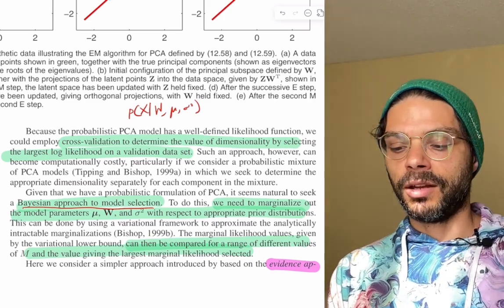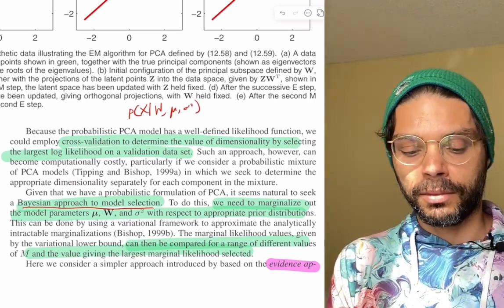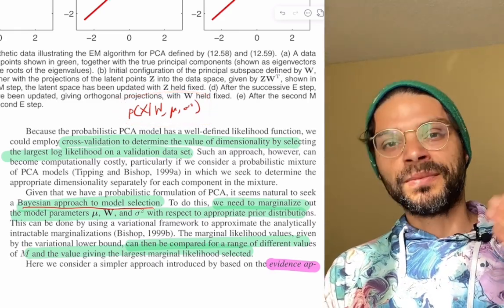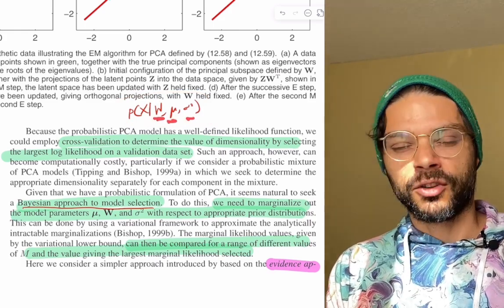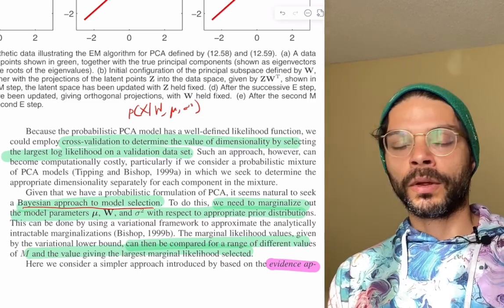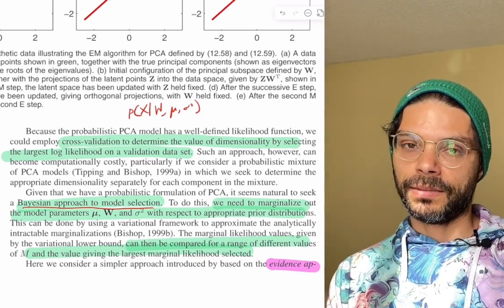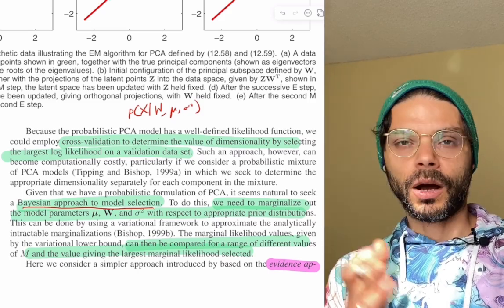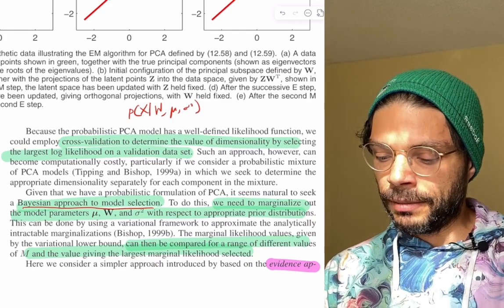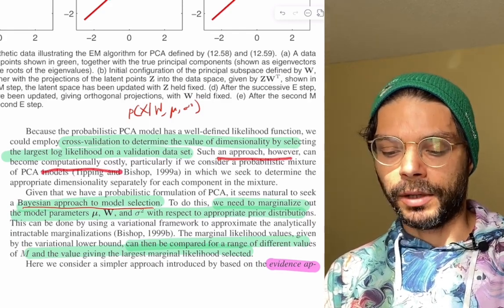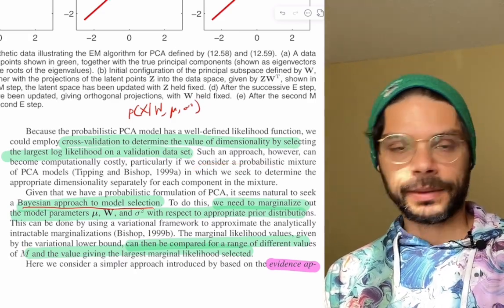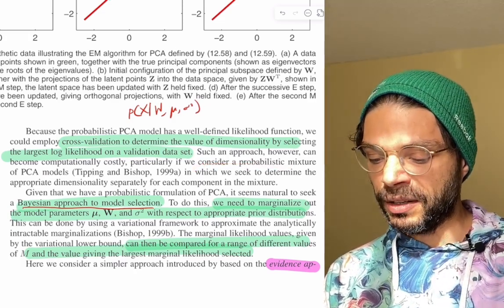The larger the number of dimensions, the better it would fit. But then, instead of comparing the probabilities on the training data, you would compute this probability on some left out data using the W's that you learned for each one of those models, and then pick the model that has the largest likelihood on the held out data. So that would be one approach. But he says, look, such an approach can become computationally costly, and if you have more complicated models, it becomes harder to compute. Okay.